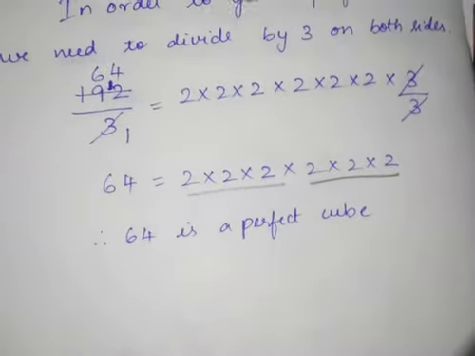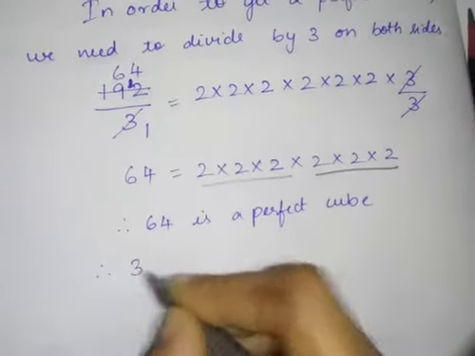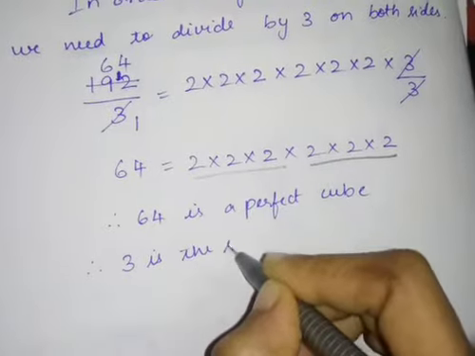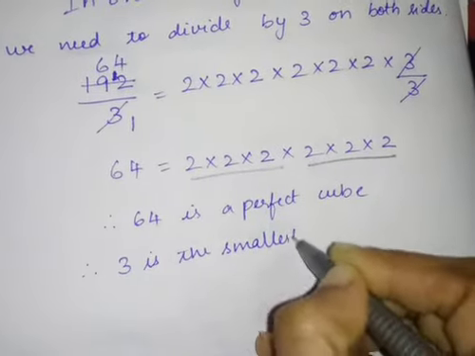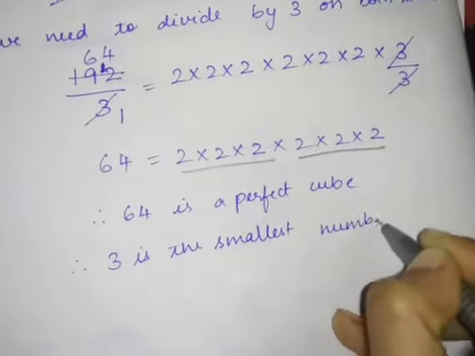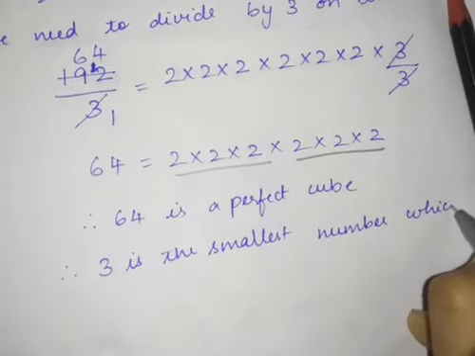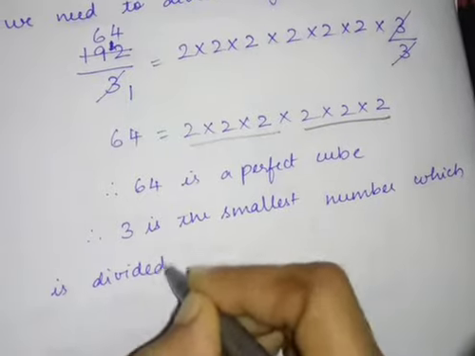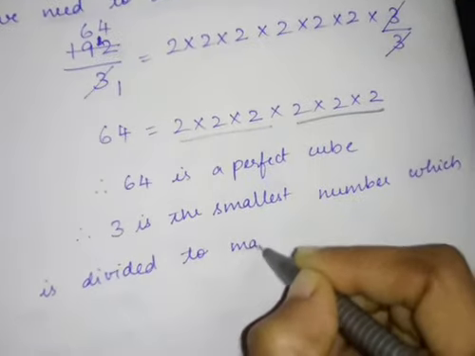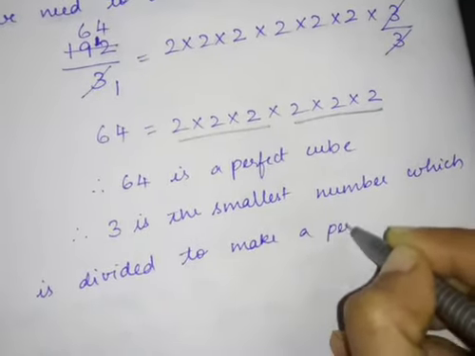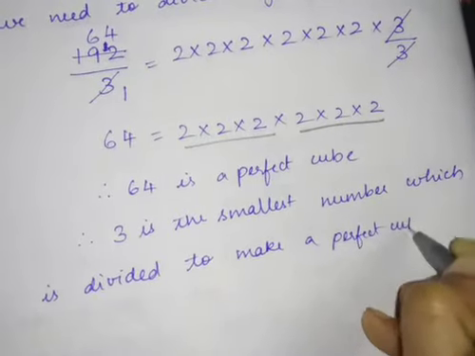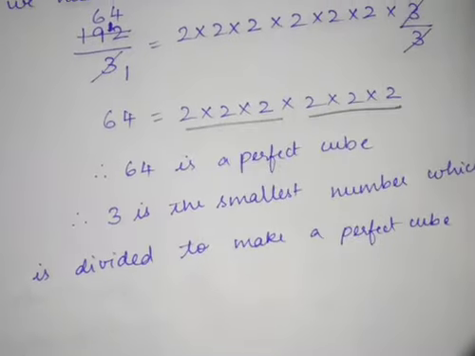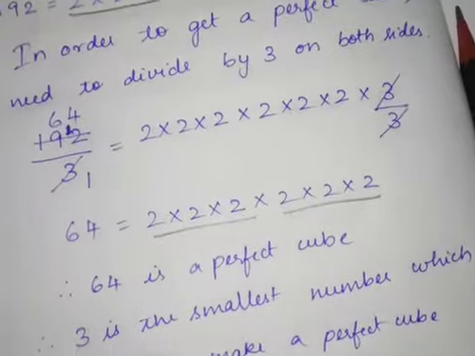And what is the smallest number which is divided on both sides here? 3 is the smallest number which is divided to make a perfect cube. Okay, which is divided to make a perfect cube. Okay, so we have divided by 3 on both the sides.